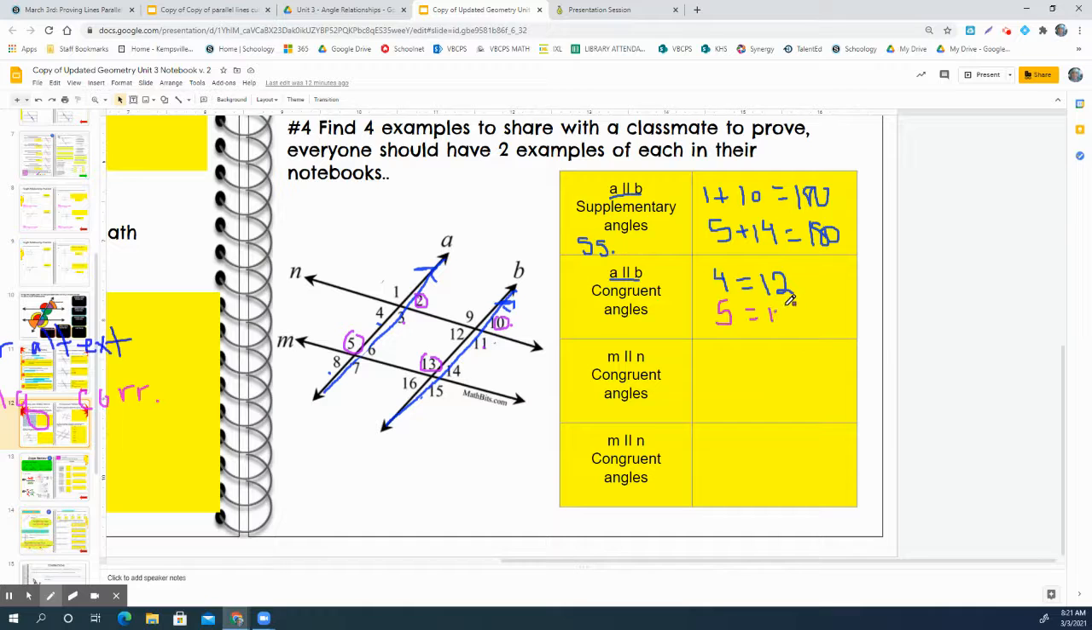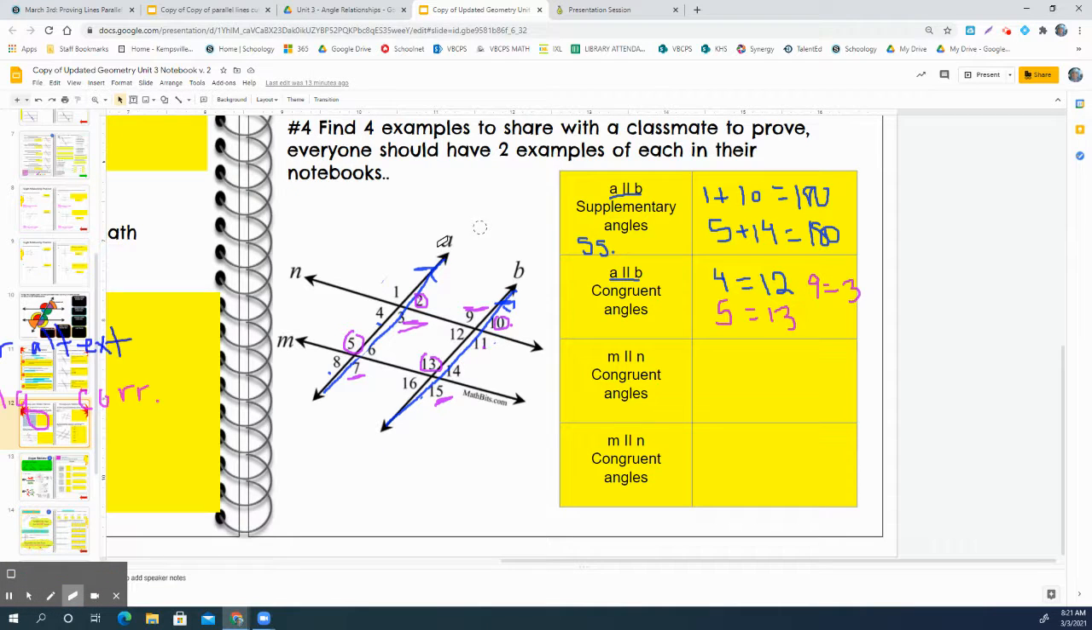5 equals 13. So we've got to have one angle on each of the blue lines, and they've got to be congruent. So we could do 7 and 15. We could do 9 and 3. 9 and 3 would be a good one. 9 equals 3. So we can do corresponding or alternate, and we can do alternate interior or alternate exterior. The trick is you've got to have one angle on each of those blue lines.